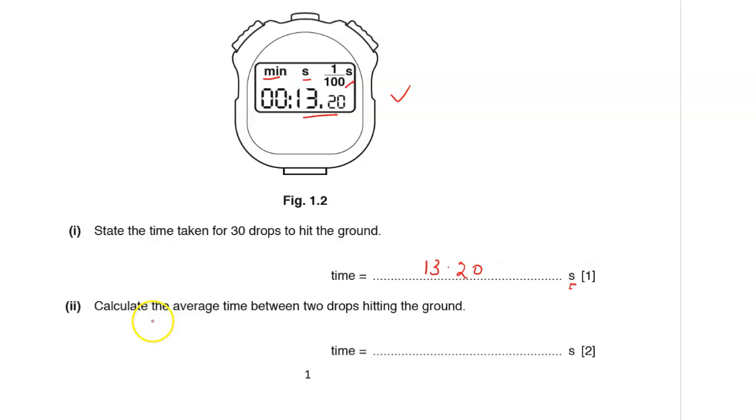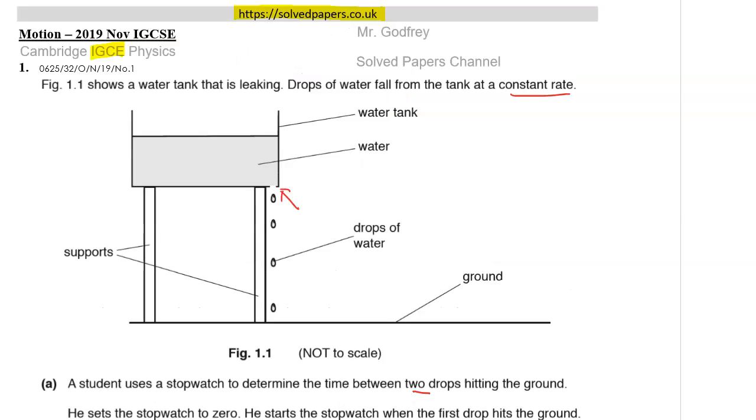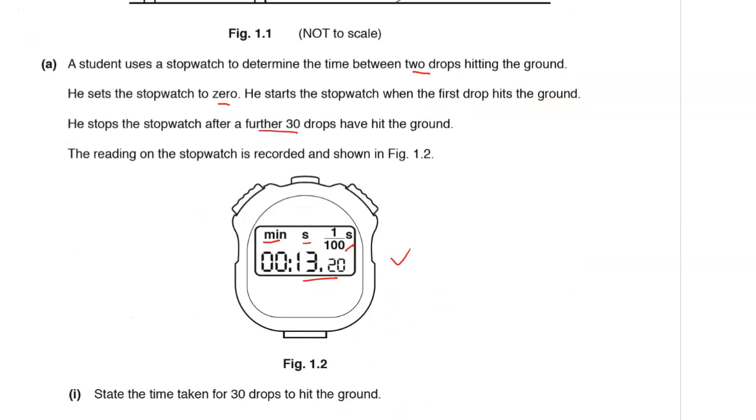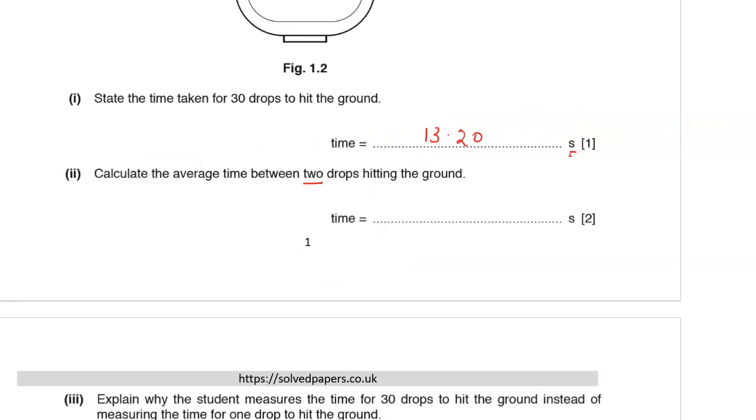Part 2: calculate the average time between two drops hitting the ground, right? Two drops hitting the ground. After the first drop, the second one. Now, this time that is 13.20, was for 30 drops. The student counted a further 30 drops. So the time given here is for 30 drops.